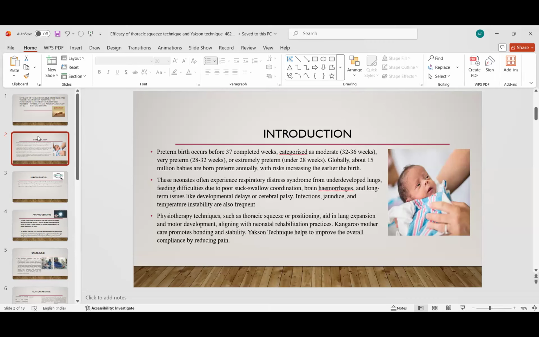Another is the South Korean technique, that is conventional touch, which is also known as the Yaksan technique, which helps to improve the overall compliance by reducing the pain which is being suffered by the preterm infants.